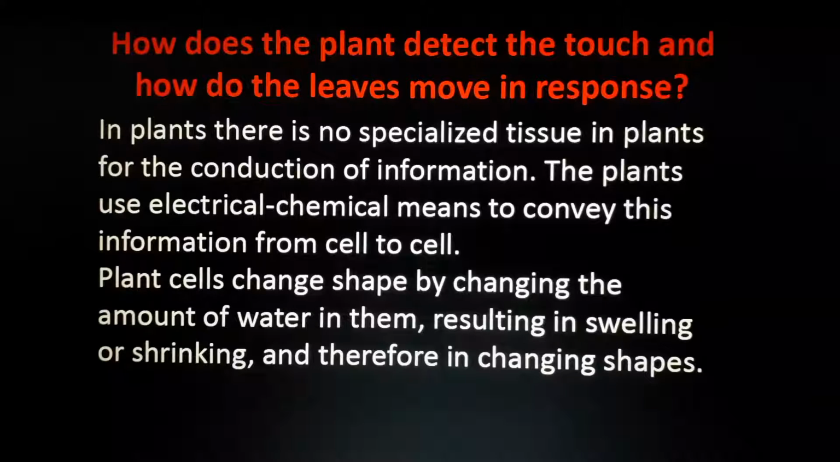Let's see how plant cells change shape by changing the amount of water in them, resulting in swelling or shrinking. You studied about the plant cell. There is a big part in a plant cell called the vacuole. The vacuole is a very big space, with lots of water inside. So how is the plant able to change the shape of its body? Just by changing the amount of water inside the cell. If it wants to become bigger, it will absorb more water, and if it wants to shrink, it will reduce the water inside. Leave it, that's not very important to us.